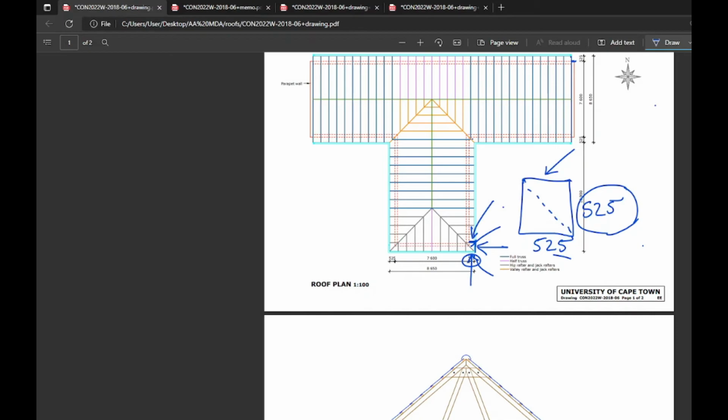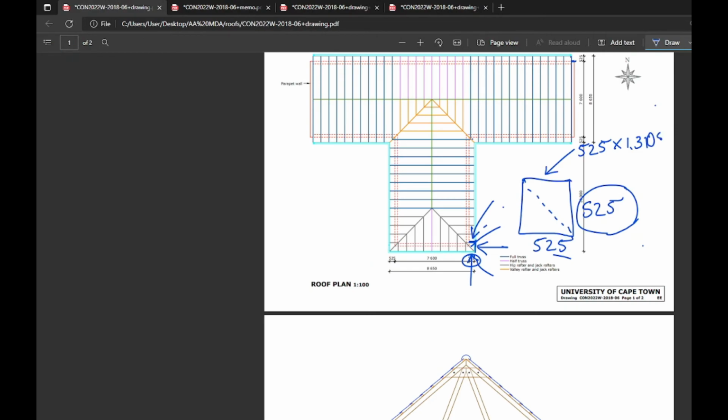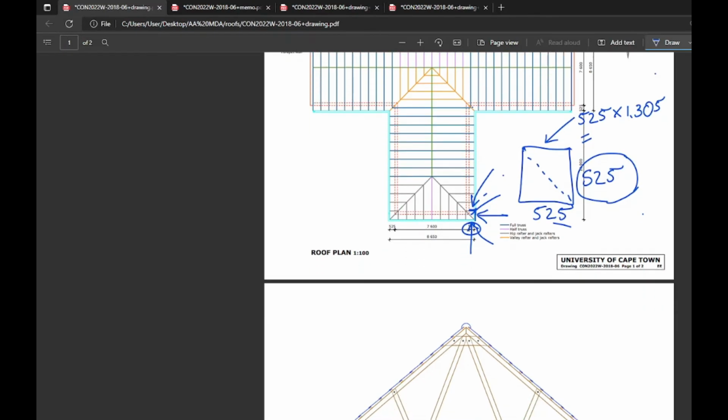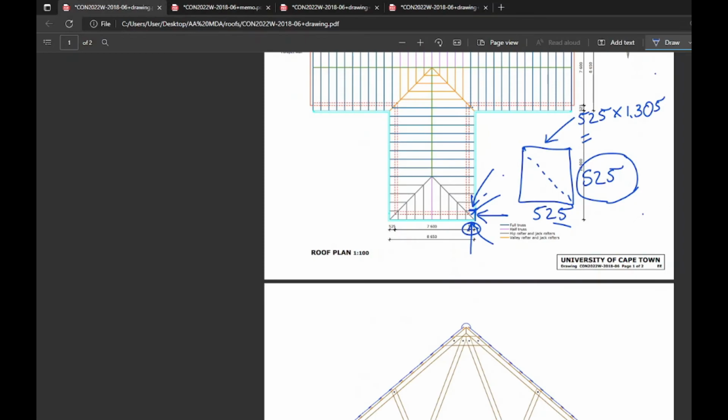But what is this face on the slope? It's 525 times our previously given factor, not 1.31, correct? There we go, 1.305. And you should probably, in fact definitely, take the exact value and not the rounded value, because you are going to end up introducing rounding errors. 525 times 1.305, you will get 685, okay? That is just 525 on slope. That tells us 525 on flat travels 685 on the slope. Okay? 685. Now we can get this.